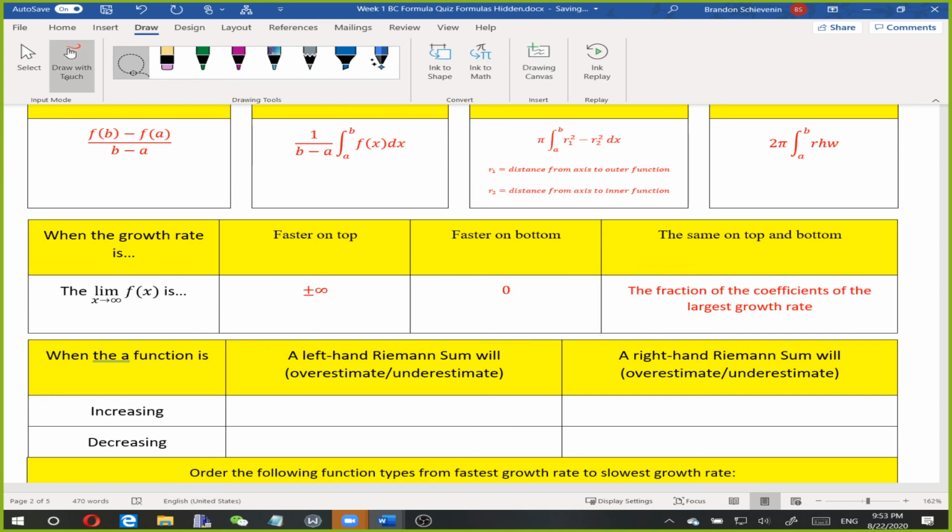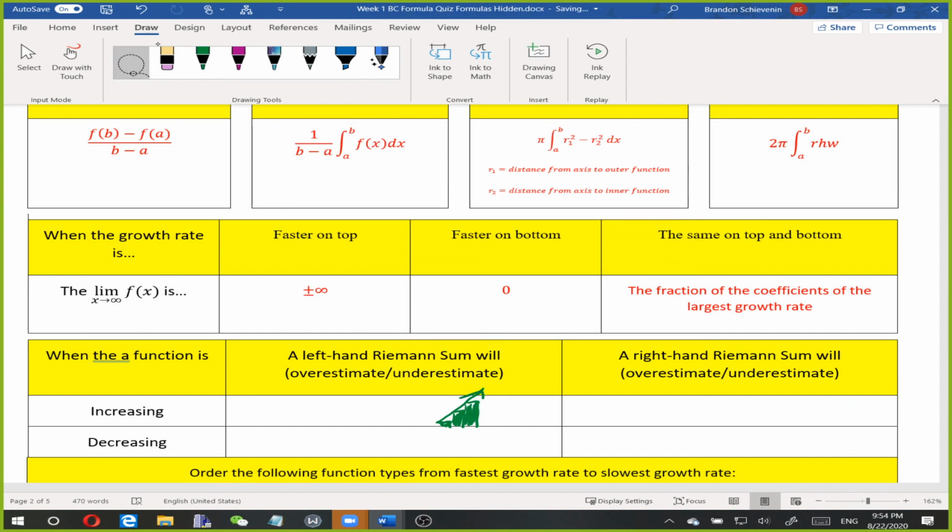Okay, Kyle, back to you. If I have a left-hand Riemann sum and our function is increasing, will we overestimate or underestimate the curve? Okay, our function is increasing, and I'm using a left-hand Riemann sum, which means I'm going to get my heights from the left-hand side. So my estimate's going to look something like this, which will underestimate the curve.